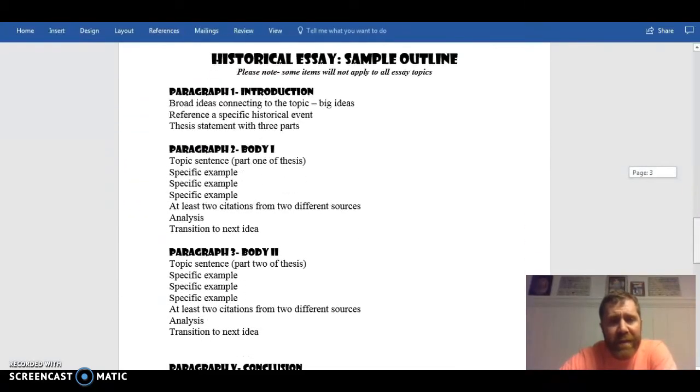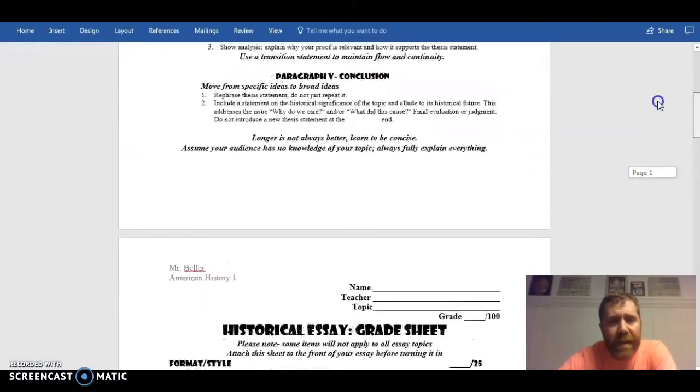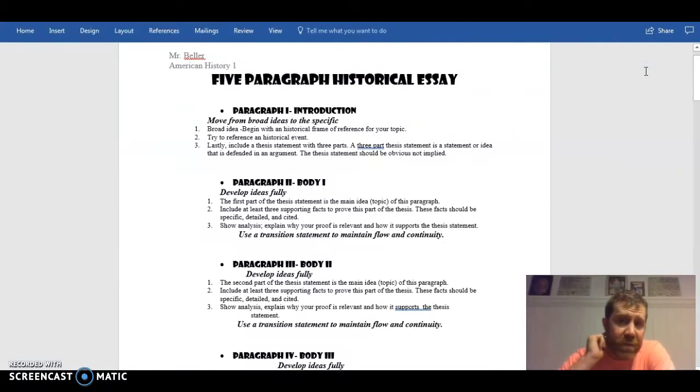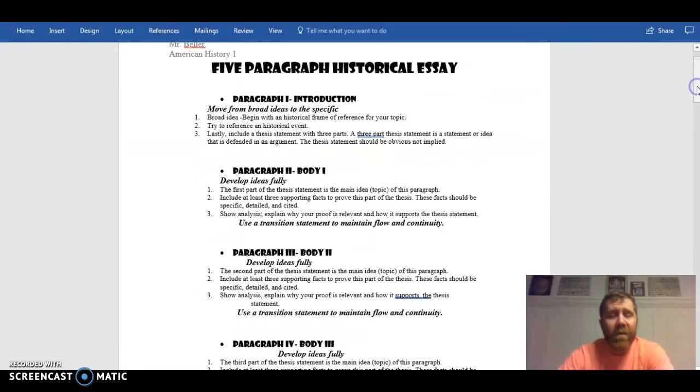The other day we looked at this. This was a sample outline, and once again I'll have that URL listed for you so you can find that if you need it. Today you're writing the 5-paragraph historical essay. Basically all you're doing is taking your outline, which was in bullet points, and developing it into complete sentences. So for the first paragraph, the introduction, it says move from broad ideas to specific.